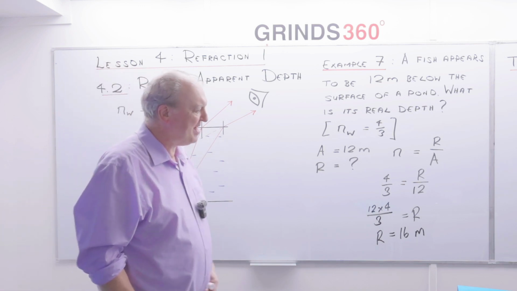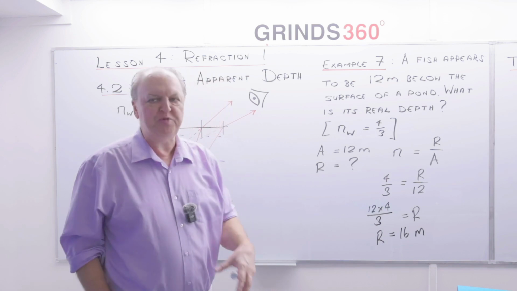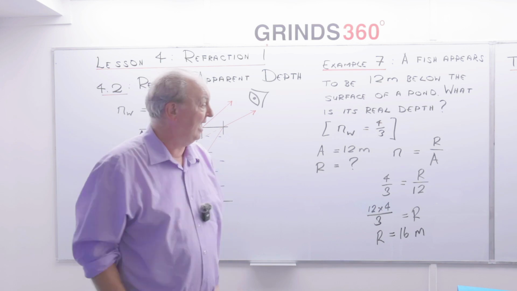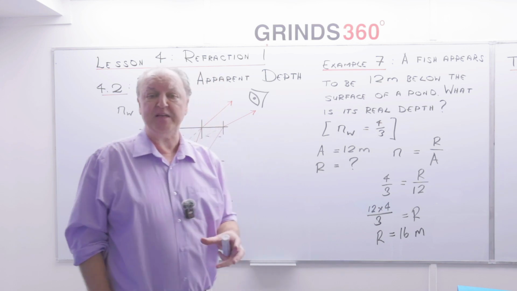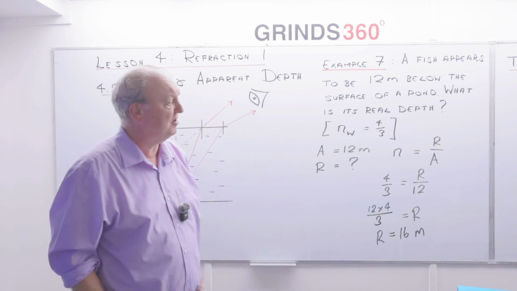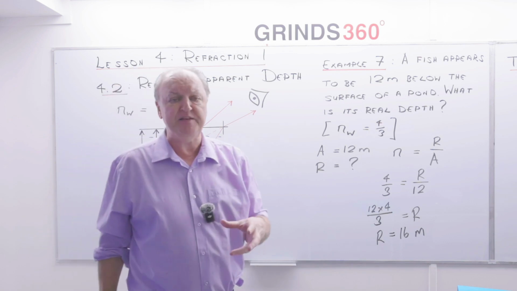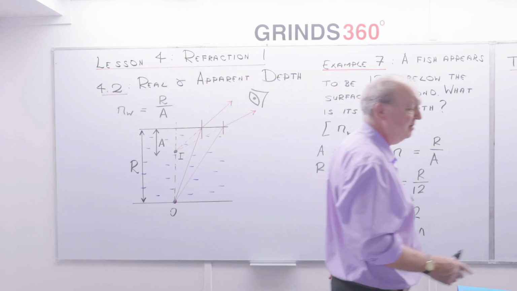So let me develop that now and go on to the experiment we do on real depth and apparent depth. This experiment is actually called L3, but they've never ever asked it in the Leaving Cert. We'll talk about it anyway. How do I measure the refractive index of material in the lab?